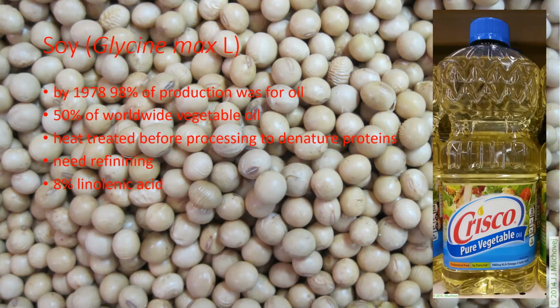It is heat treated before processing to denature proteins that could be problematic. When they extract this, they have to degum it, which means they take the lecithin out. It needs refining. It's not something that you just press out and put in the bottle like you would with olive oil. It needs refining.